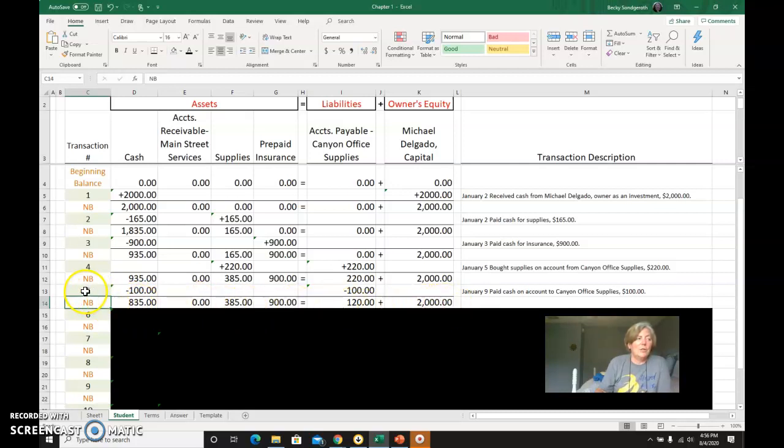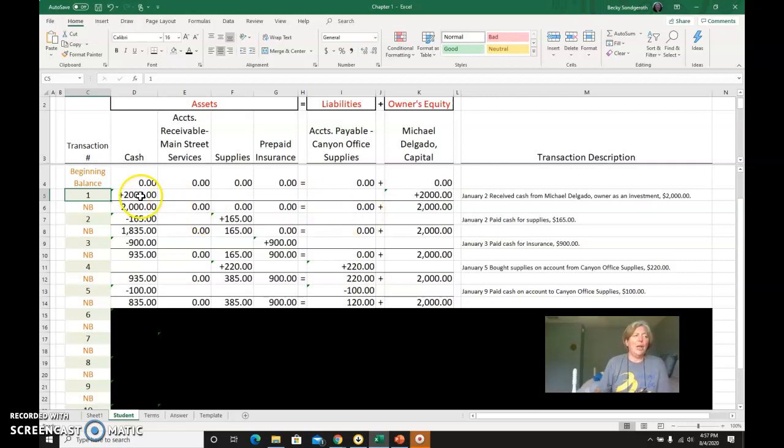On the transaction line, so the line with the 5, the 4, the 3, the 2, the 1, we're only picking whichever accounts are affected by the transaction. So I do not have a number on every column here. I just have it in the 2 accounts that are affected. And I do have a plus or minus because I'm trying to say how they're affected. Did they go up or did they go down? Okay, so a plus or minus.